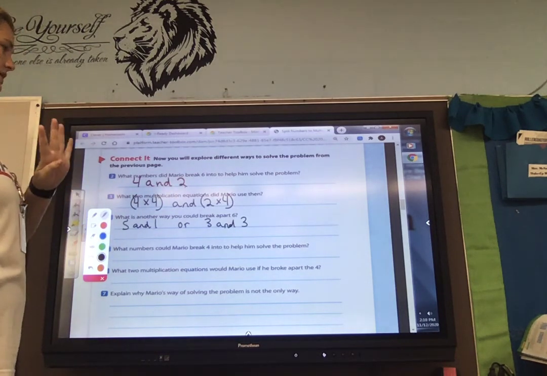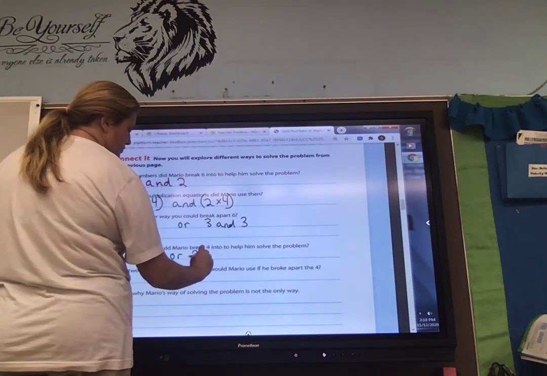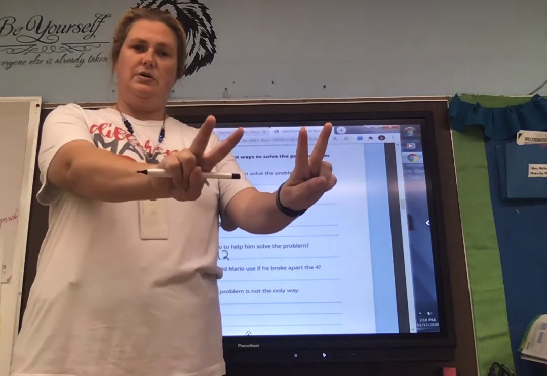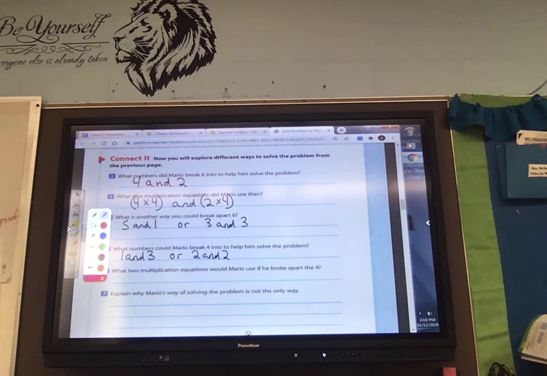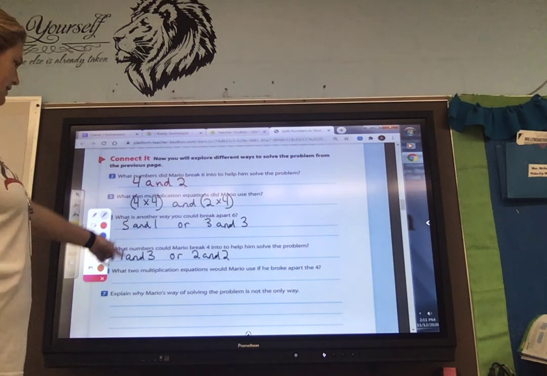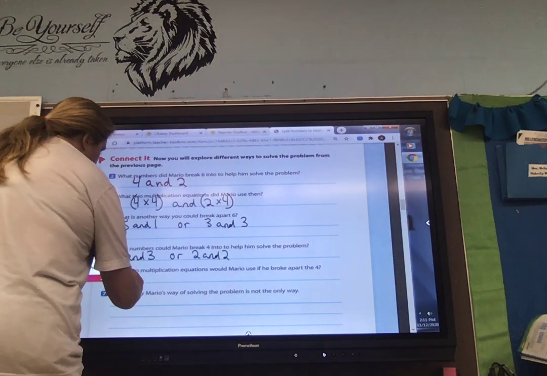What numbers could Mario break a 4 into? Did you think about how we could break 4? We could break 4 into what? 1 and 3, or 2 and 2, couldn't we? Those are all the ways we can make 4. 1 and 3, or 2 and 2. Those would make 4. What two multiplication equations would Mario use if he broke apart the 4? So which one do y'all prefer? I kind of like the 1 and 3, don't you? So I'm going to use that one. If I decided to break up the 4, now I've got to keep my 6. So I could say 1 times 6 plus 3 times 6. You can't break apart both of your factors. You can only break one of them apart. So we could either break up the 6. Why did it stop?